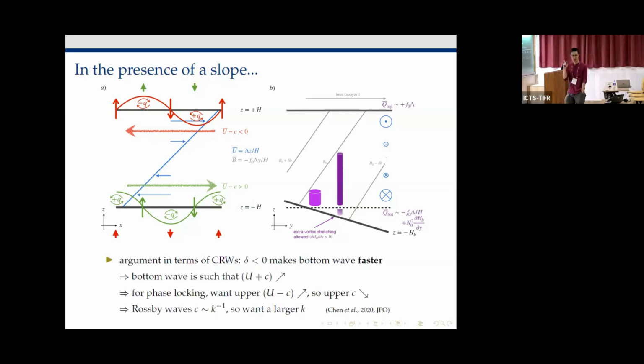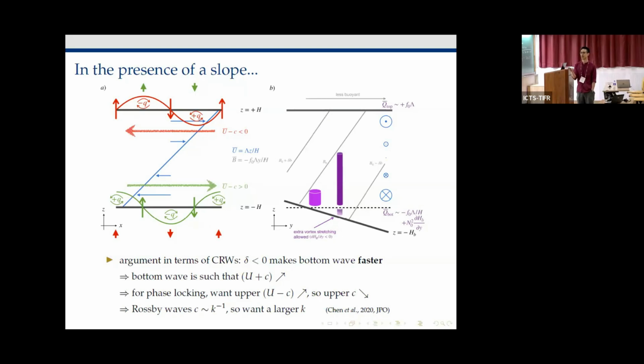The existing arguments, I'm just going to throw this out for completeness, are normally in terms of CRWs. This would be what's known as a delta less than zero; I'll define what delta means in a bit. This is going to add to the PV. If you add to the background PV, you make the background PV gradient, because the jump is going to be bigger, and the bottom waves are going to go faster. If these are Rossby waves, then the amplitude and the phase depend on the background vorticity gradient or background PV gradient. So if you increase the gradient, you're going to make the wave faster.